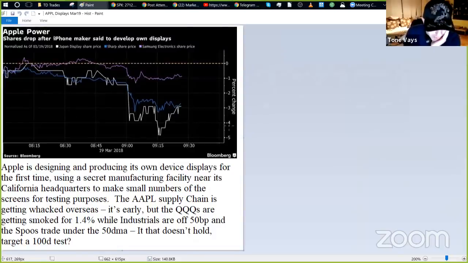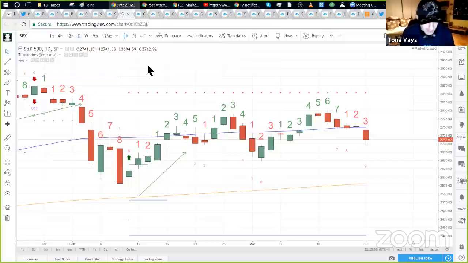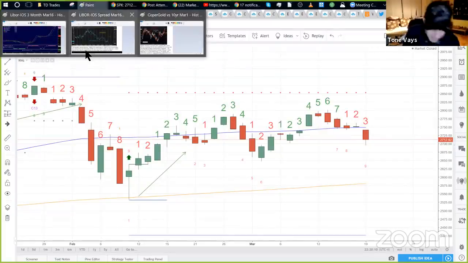So Apple took a beating. Maybe we'll take a look at Apple chart later. So Apple decided to do their own displays, and the market doesn't like it. I guess the market liked it when Apple was outsourcing the physical building of their cell phone screens. Now that Apple is actually doing it themselves, not looking as hot. All right. So these two I totally forgot about.